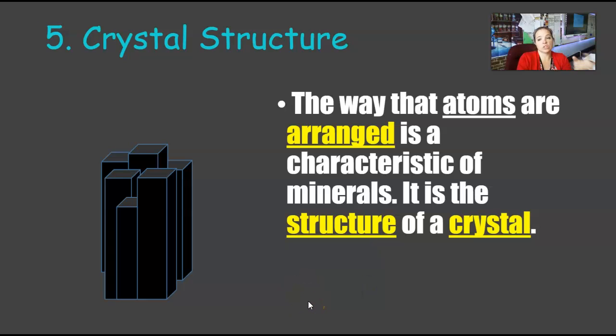They have crystal structures. So the way that atoms, that's underlined, that should be yellow. This is underlined but should not be yellow. The way that atoms are arranged is a characteristic of minerals. It is the structure of a crystal. So the way atoms are arranged is the characteristic of a mineral, how we know they're a mineral. It is the structure of a crystal.